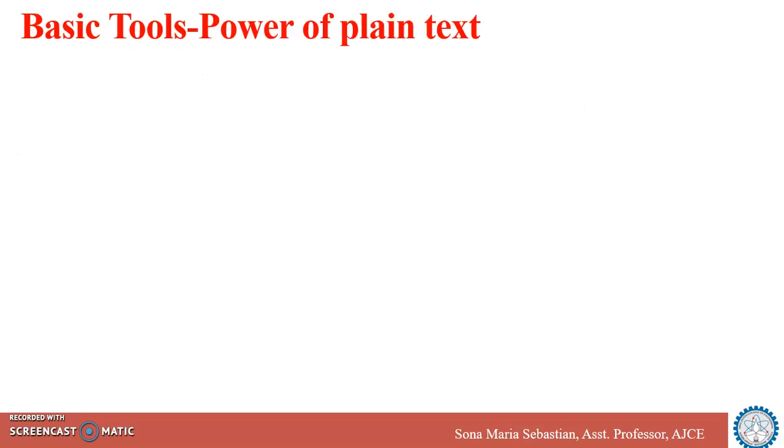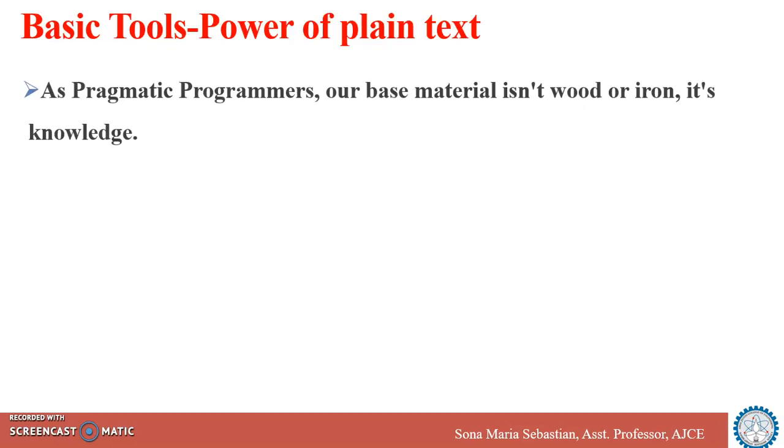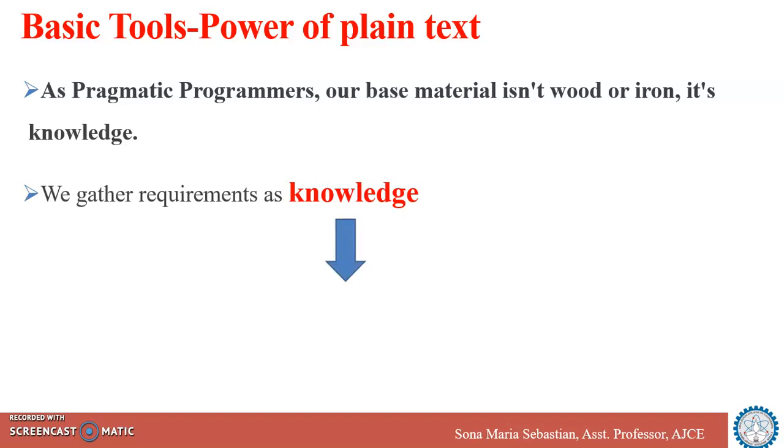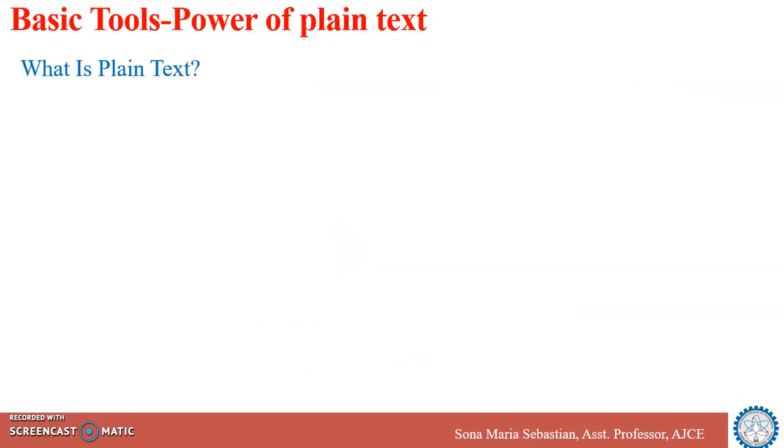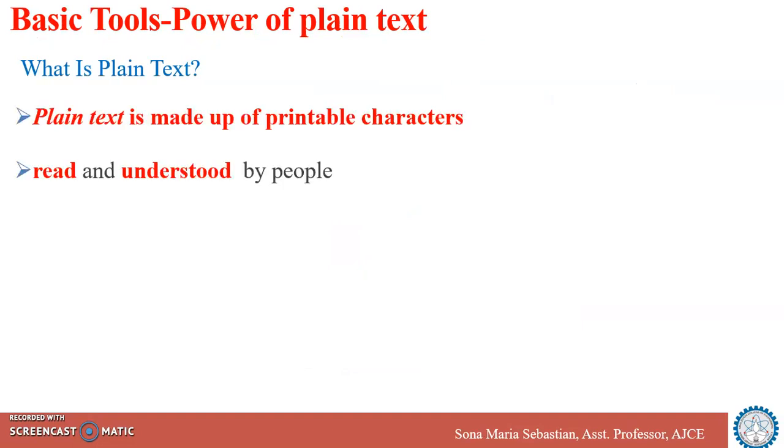So the first one, power of plain text. As pragmatic programmers, our base material is knowledge. We gather requirements as knowledge and then express that knowledge in our designs, implementation, tests and documents. The best format for storing knowledge is plain text. Then, what is plain text? Plain text is made up of printable characters in a form that can be read and understood directly by people.